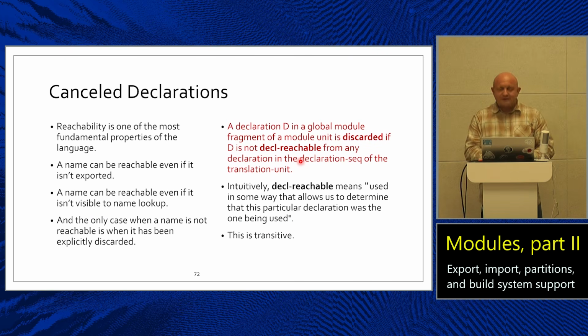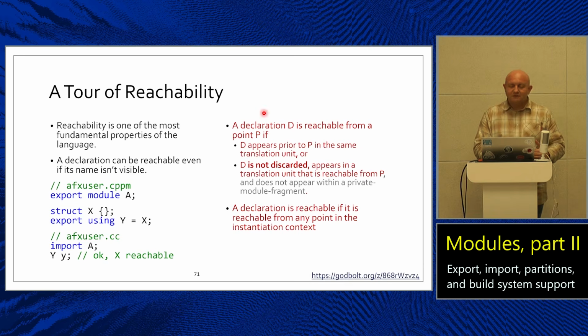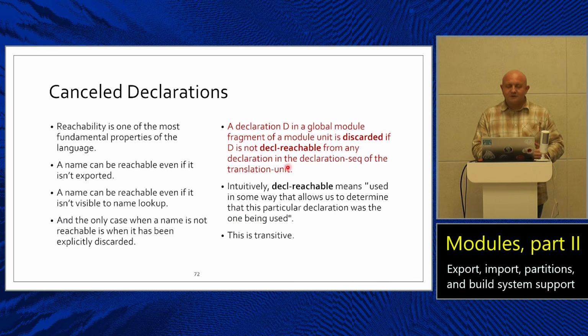So, what exactly is a discarded declaration? A declaration in the global module fragment or inside a module unit is considered discarded if D is not decl-reachable from any declaration in the declaration sequence of the translation unit. And please note this decl-reachable. This is another reachable. This is like a subroutine for reachable. Reachability: reachable if not discarded, discarded if not decl-reachable.